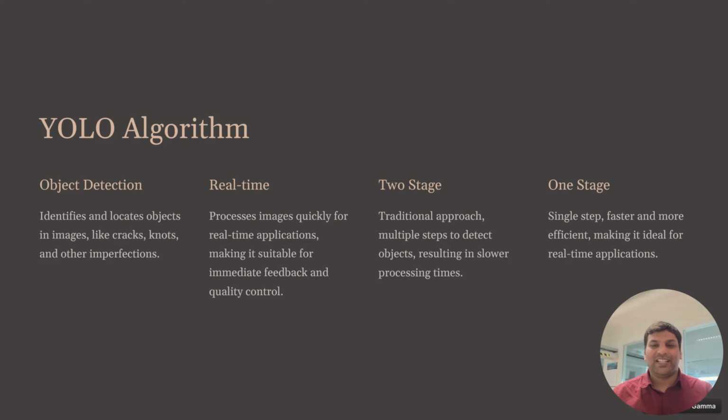Okay, let's begin with the introduction of YOLO. YOLO, or You Only Look Once, is a deep learning approach for object detection. It is designed to identify and locate objects such as cracks and knots, and other wood surface issues, in real time. Unlike traditional two-stage methods that are slower, YOLO operates in a single step, making it faster and ideal for applications like quality control.